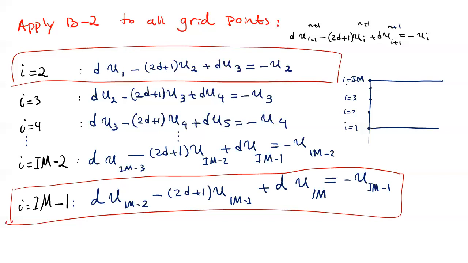Great. So let's look at I equal 2 and stop me if it's not clear. I have a D. D is known, right? I'm not worried about D because D is kinematic viscosity times delta T divided by delta Y squared. And when I know delta T, delta Y, and the oil kinematic viscosity in my case, then I have a 0.4-something, a number for D. So a number times U1 minus a number times U2 plus D times U3 equal to minus U2.